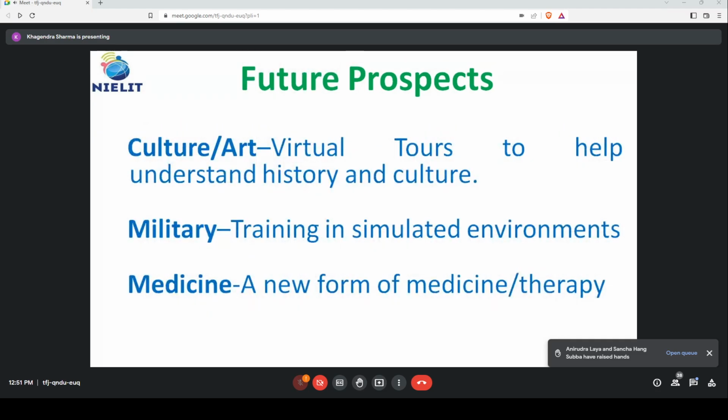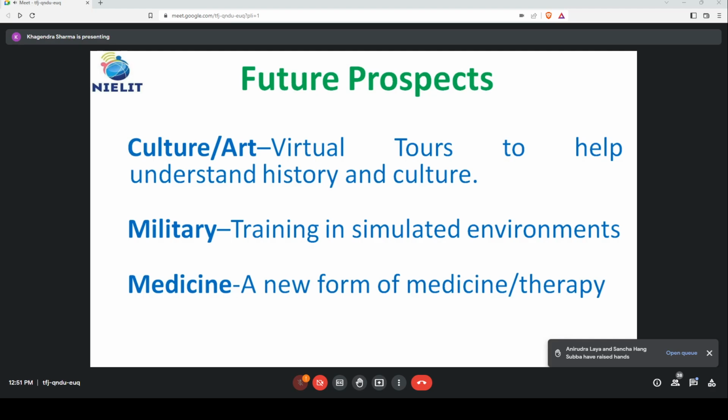a virtual world. Similarly, in the case of culture and art, virtual tools to help understand history and culture are possible. In terms of military training in simulated environments, we already have flight simulators and all, right? So that's also an area wherein AR and VR is being used. Medicine, like I said, is going to be a new form of therapy actually.